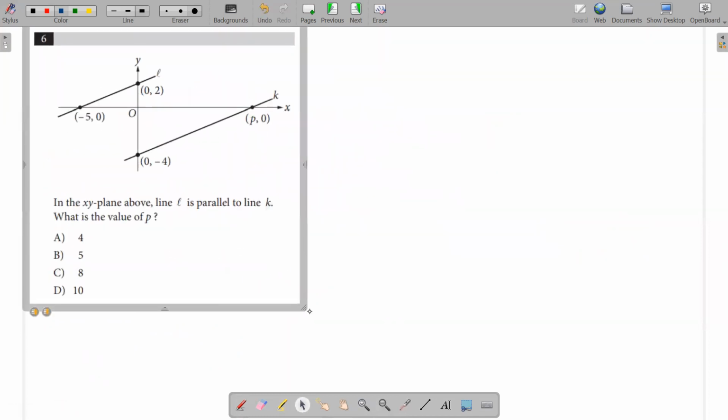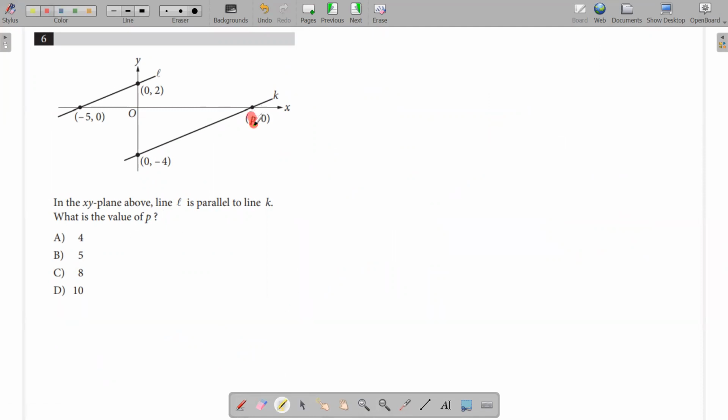Let's talk about this question. In the xy plane above, line L is parallel to line K. So these two lines are parallel. What is the value of P? Here they're asking about the value of P. How can we find that?